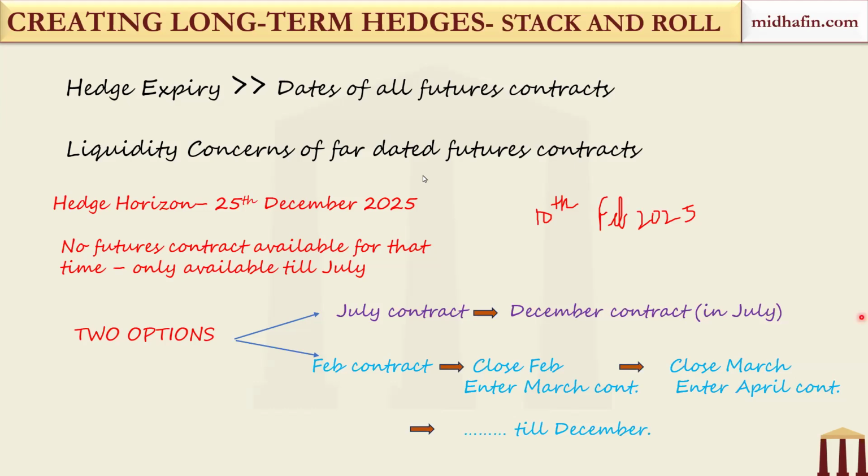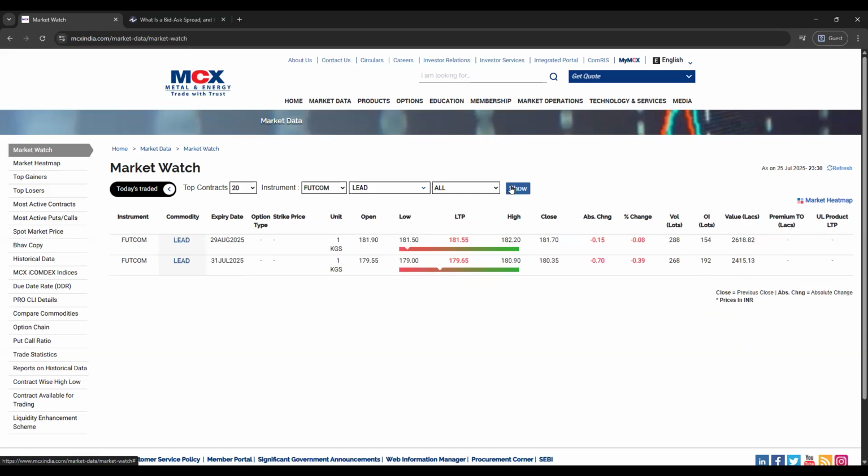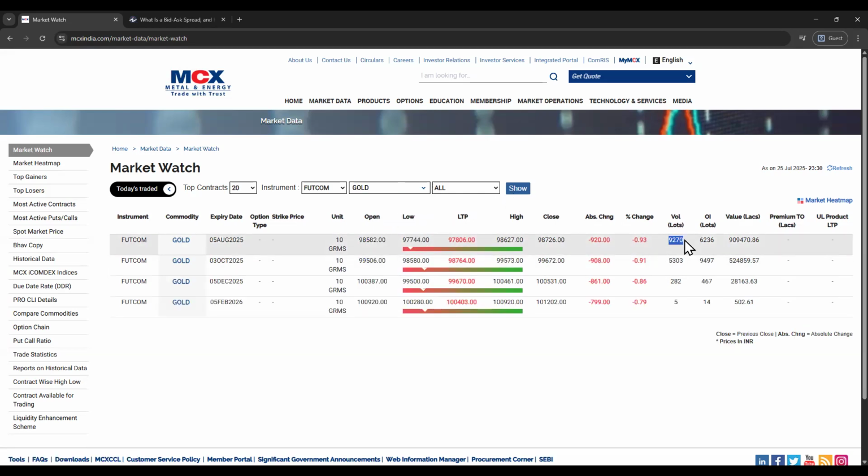When I change it to lead, then they are not even existing, correct? Avyank, agreed? So it all depends on supply and demand. And you see, the volume is only 288 lots. You compare it with gold, it is 9,000 lots. So even for the nearest contracts, lead has only a limited trading volume of 200-something lots. In this case, gold has 9,000 lots.